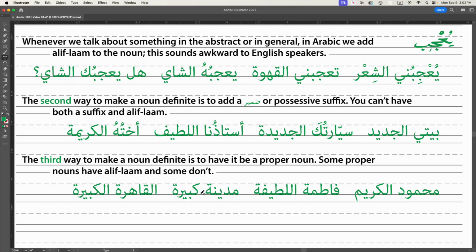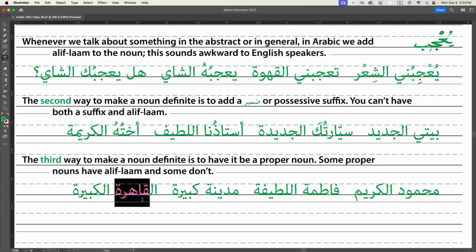Medina Kabira. Now Medina is just the word for city, so it's not a proper noun. Kabira means big. So if we were to talk about Al-Medina, the name of the city called Medina, which is just city because it's really Al-Medina Al-Munawwara, the illuminated city, then it becomes a proper noun, and then you have to add the alif lam to it. But just Medina Kabira by itself means a big city.